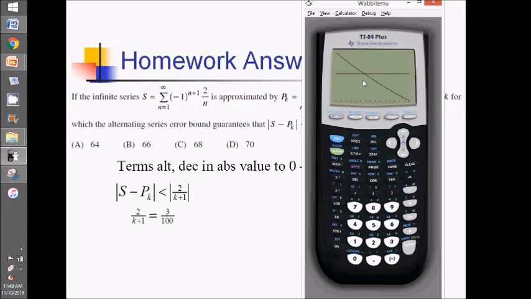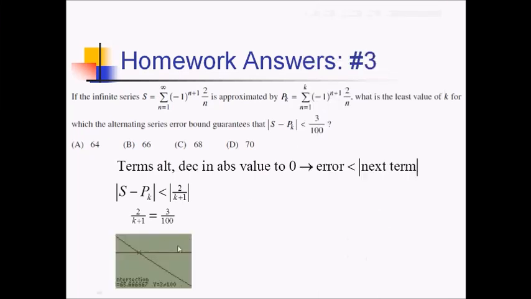All right, so we've got a pretty good window on where we're crossing. Let's do second trace, intersect, enter, enter, enter. And that comes out to about 65.667 and some change. So that was one way to do it. Now, you also could have done this algebraically if you just cross-multiplied and solved for k that way. Either way, we get a k value of almost 66.